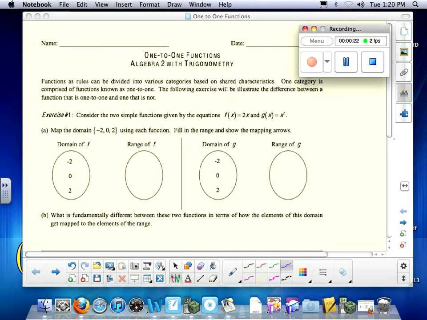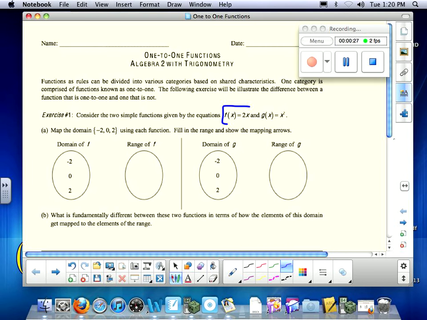Here we go. We're going to take these two functions, and they told us what they are up here. And we're going to use this domain for both our f of x and our g of x, okay? And so we're going to use mapping arrows. Let me explain what that means. So this left side has us using f of x equals 2x. So we're going to do 2 times negative 2, 2 times 0, and 2 times 2. And we need to know what those answers are. So negative 4, 0, and 4.